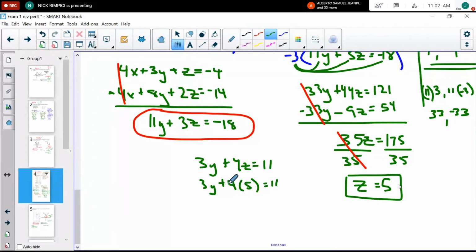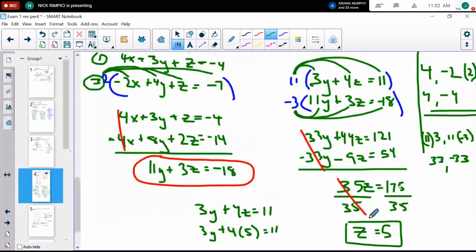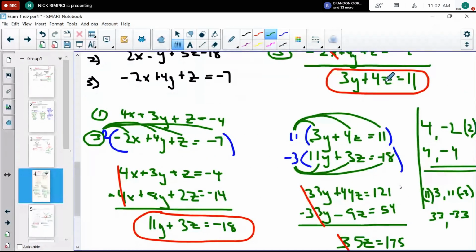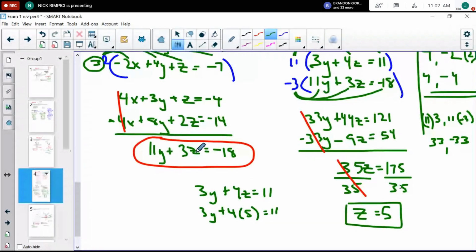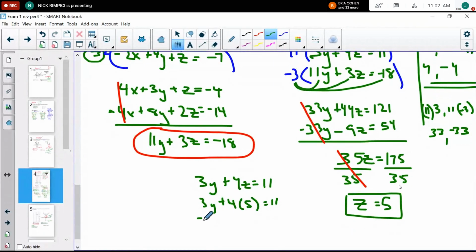So I just do the multiplication here, and that's, again, because I'm just replacing z with 5. If you wanted to put it in this one, you could. I promise you, you'll get the same value for y anyway. It's up to you. 3y plus, so I replaced the z with 5. This should be 20.